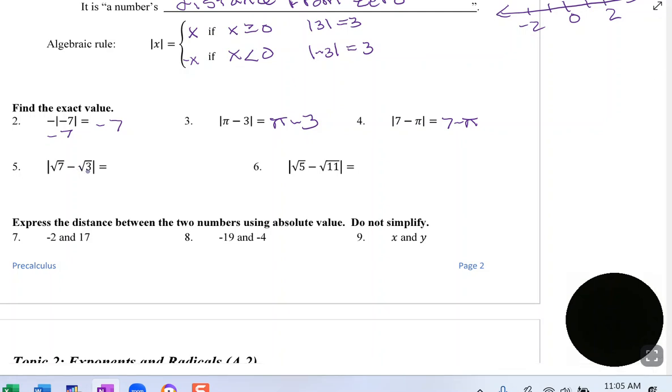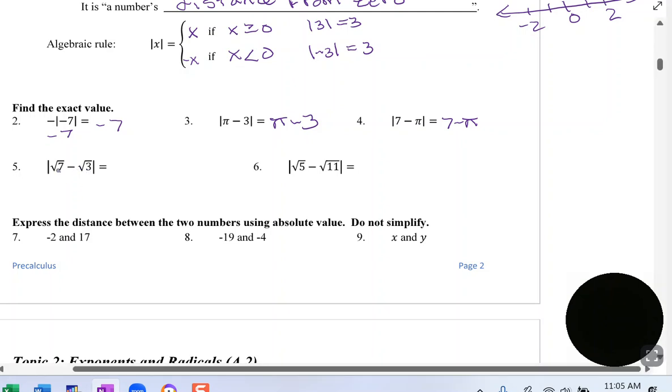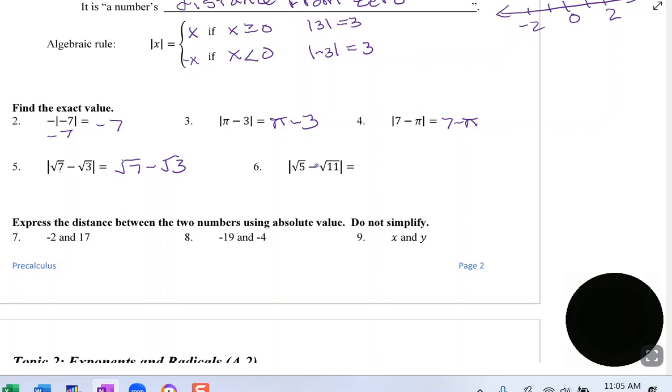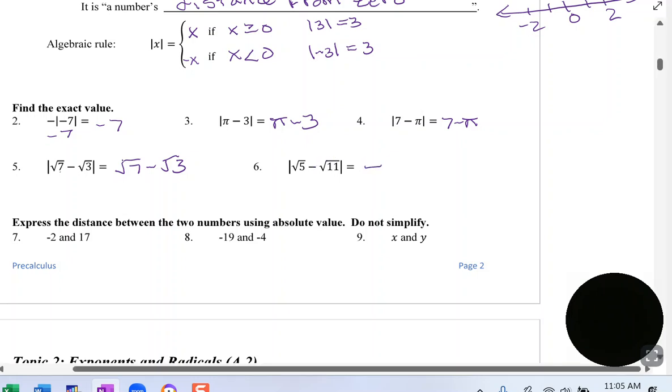Square root of 7 minus square root of 3 is going to be a positive number because the square root of 7 is bigger than the square root of 3. So that means it's going to be rad 7 minus rad 3. However, this one's going to be negative because the square root of 5 is less than the square root of 11. So therefore, it's going to be the opposite of that, which means when I distribute the negative, it's negative square root of 5 plus square root of 11.